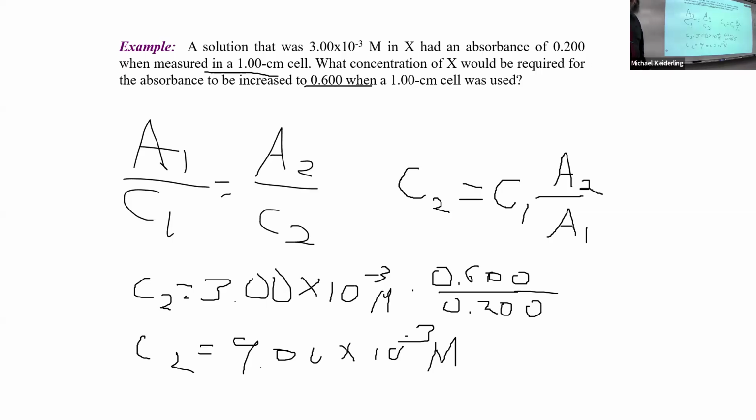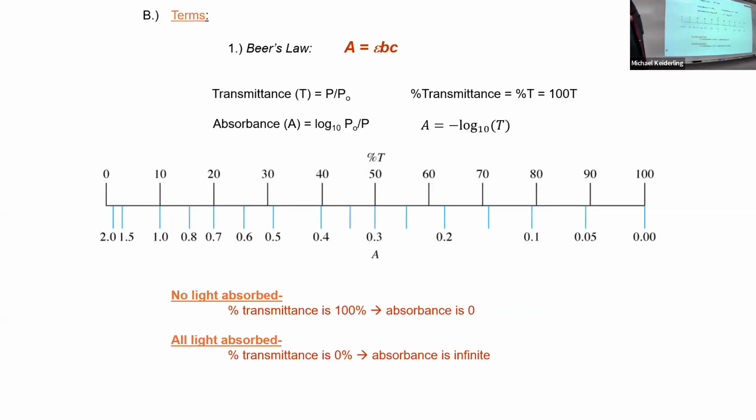And similarly, I'll tell you right now, on the test I don't think I'll change the cell like that. So this is Beer's law.